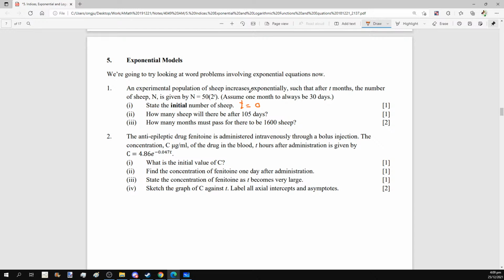Right? Now, similarly, another common trait is that instead of asking you to substitute in numbers, we sometimes see that they will tell you the numbers in context instead. So for example, in this case, they ask for 105 days. The question makes the assumption that 1 month is 30 days. So if we have 30 days, you will take 105 divided by 30, which will give you 3.5. And therefore, we will substitute in t equals to 3.5, not t equals to 105.